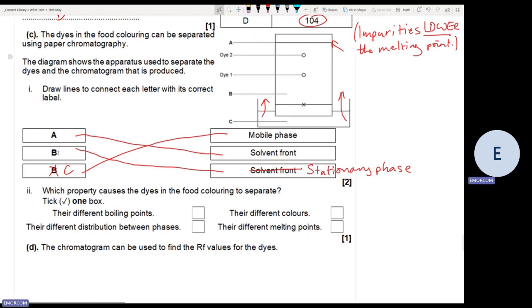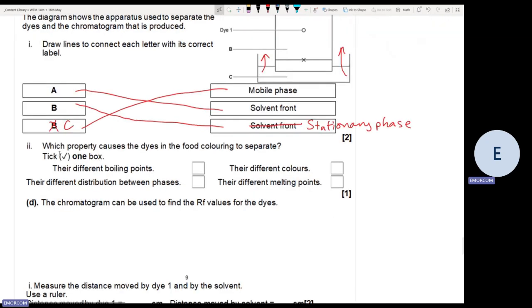Part 2, which property causes the dyes in the food colouring to separate? It's nothing to do with their boiling points. It's nothing to do with what the colours are. It's nothing to do with the melting points. It's to do with the different distribution between the phases. In OCR A, we might say how soluble the dye is in the mobile phase.